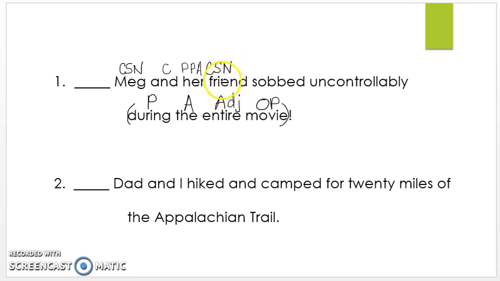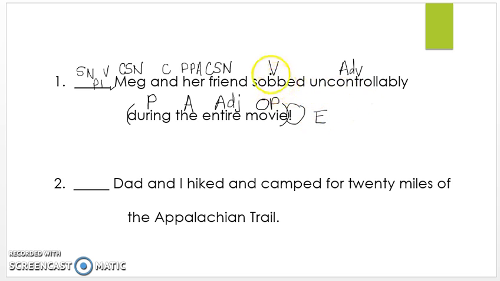What is being said about Meg and her friend? They sobbed, verb. How did they sob? Uncontrollably, adverb. All right, we've labeled everything, so let's go to the beginning, label our sentence pattern, subject, noun, verb, pattern 1, check. Go to the end of the sentence, exclamation point, strong feeling, exclamatory.